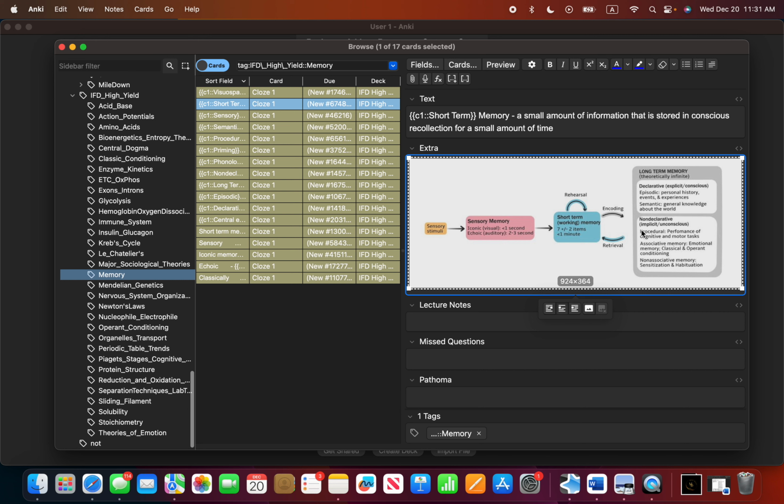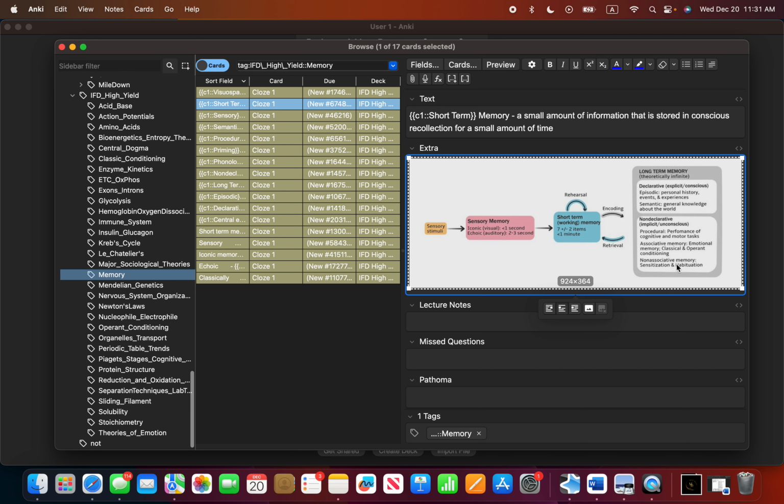The implicit part is divided into three categories: procedural, the performance of cognitive and motor tasks; and associative memory, emotional memory, in the same realm as classical and operant conditioning, where you associate things and get emotionally attached to them. And there is non-associative memory, which is sensitization and habituation.